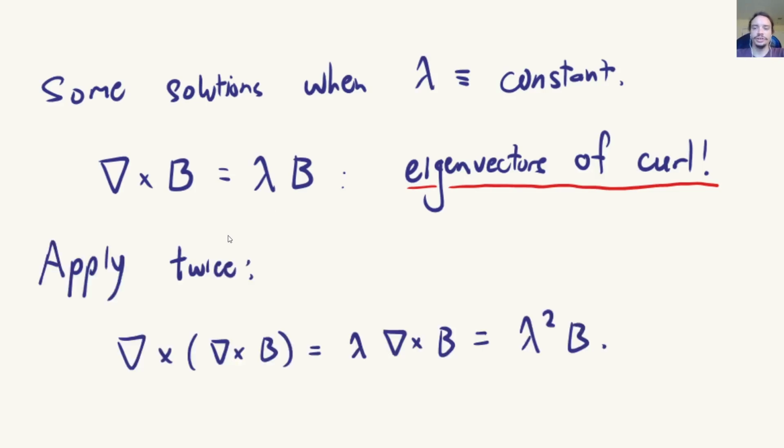What can we say about such vector fields? Let's apply this twice. So we'll take the curl of the curl of B. Well, when we apply curl once, we get lambda, and then when we apply curl again, we get lambda squared. So the curl of the curl of B is lambda squared times B.